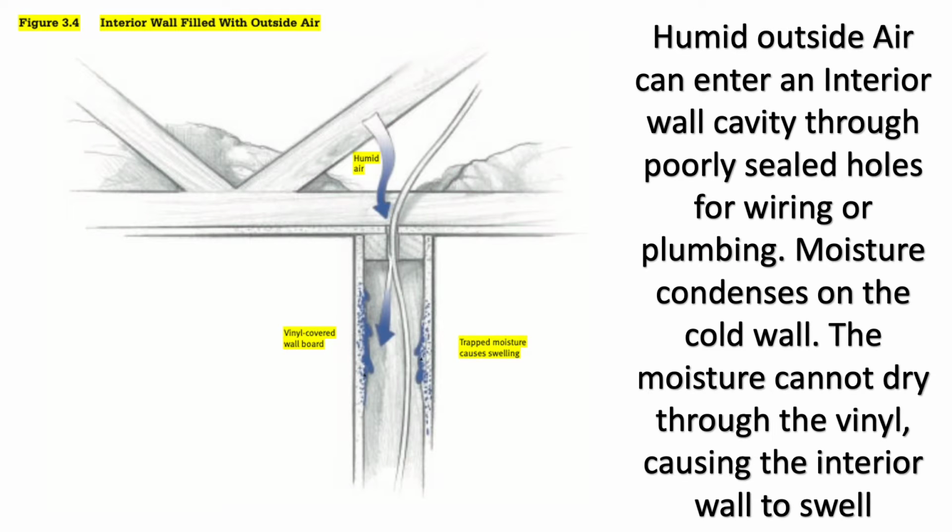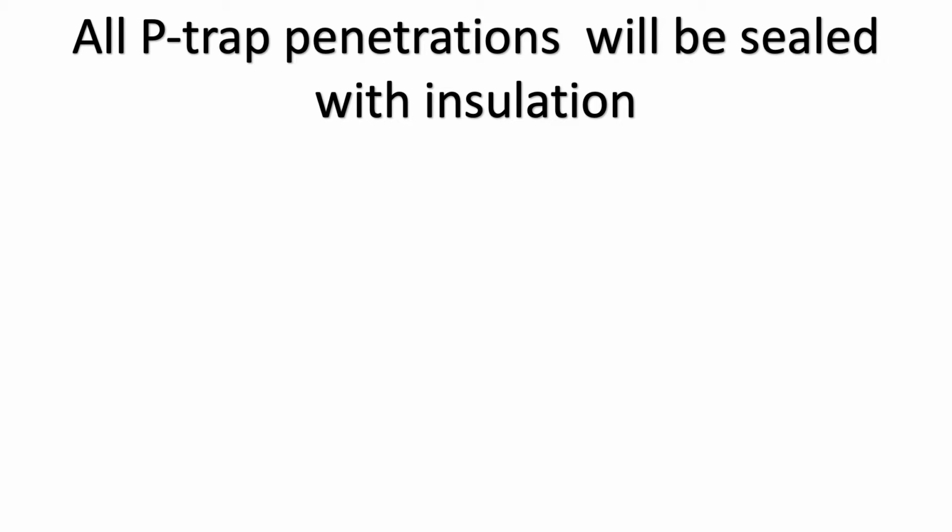Humid outside air can enter an interior wall cavity through poorly sealed holes for wiring or plumbing. Moisture condenses on the cold wall. The moisture cannot dry through the vinyl, causing the interior wall to swell. All P-trap penetrations will be sealed with insulation.